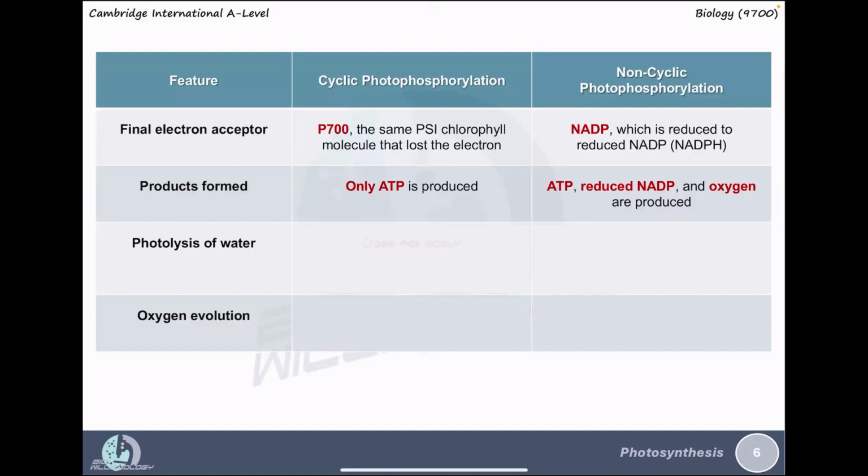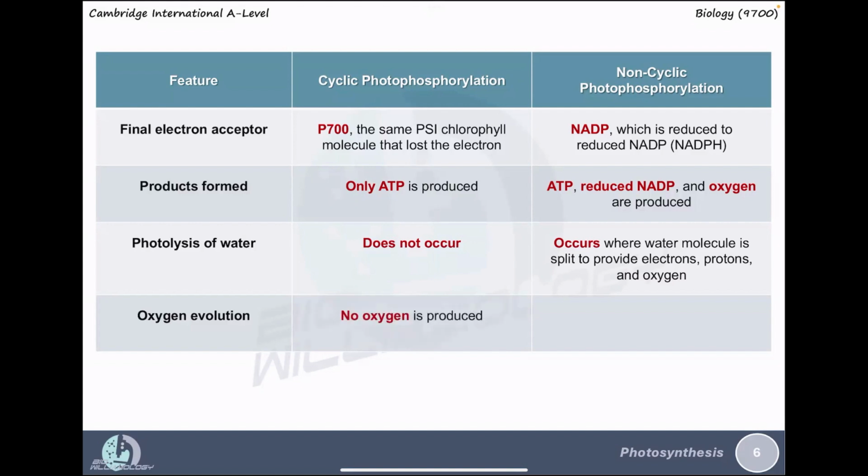Photolysis of water takes place in non-cyclic photophosphorylation, but not in cyclic photophosphorylation. There is no photolysis of water during cyclic photophosphorylation. Therefore, no oxygen is produced during cyclic photophosphorylation, but oxygen gas is released during non-cyclic photophosphorylation.